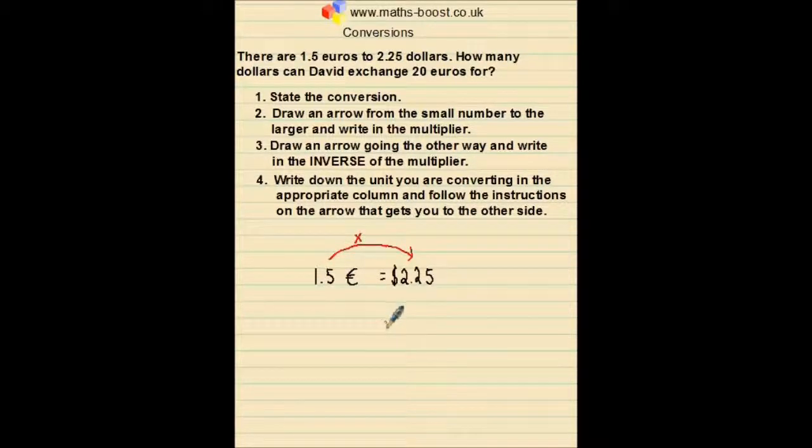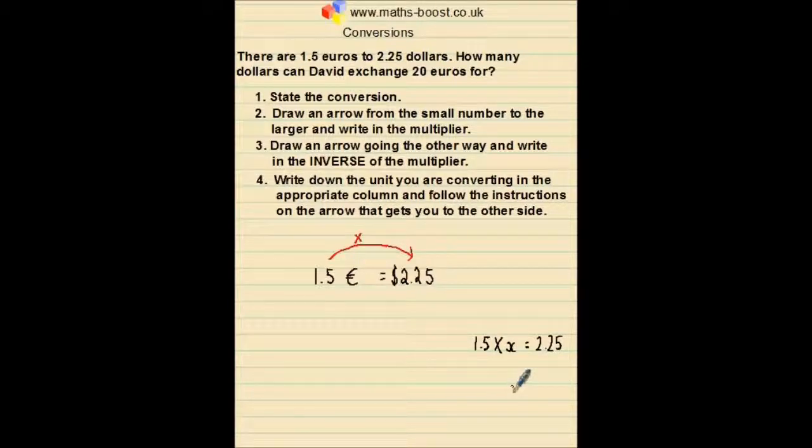Again, this is where we leave conversions behind and we've got a problem to solve. 1.5 times some number equals 2.25. Well, here's a great opportunity to use algebra. Let's call the unknown x. 1.5 times some unknown x is equal to 2.25. And if your algebra is secure, this should give you no difficulty.